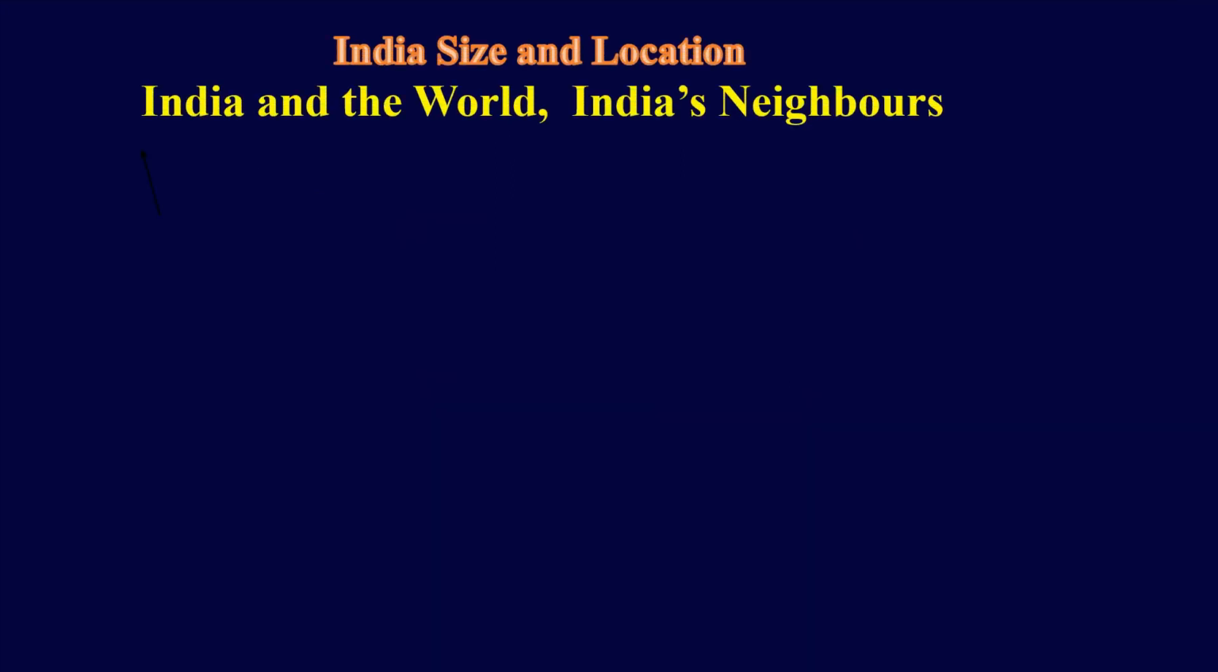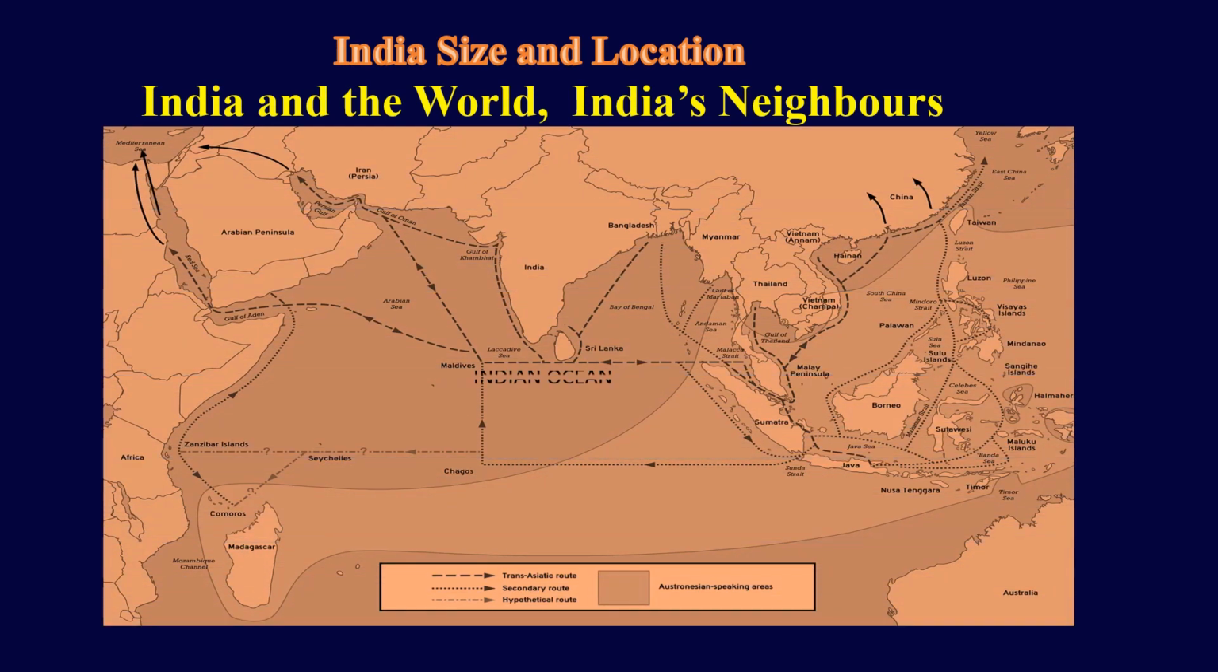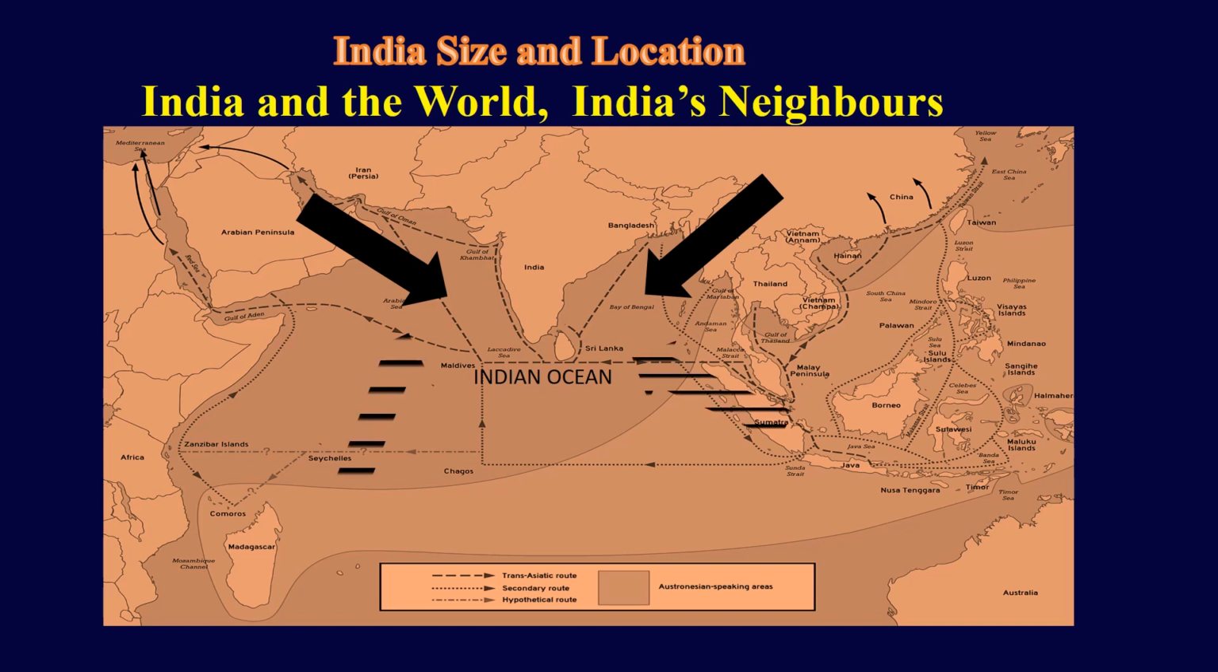India and the world, and India's neighbors. Here we will discuss India's relations with its neighboring countries. India has a central location between East and West Asian countries, and the Trans-Indian Ocean routes connect India with European countries and East Asian countries. In the southern part of India also, the Indian Ocean helps India establish close relations with African and Southeast Asian countries.